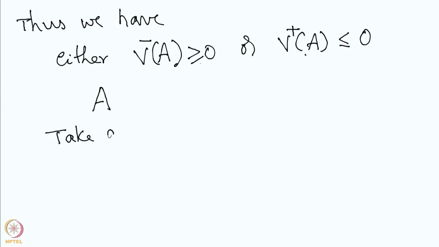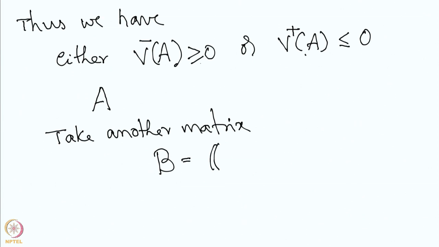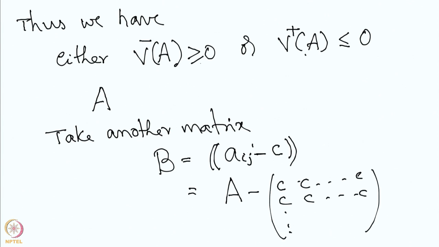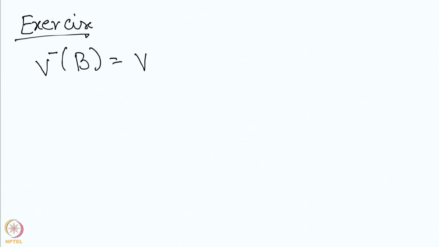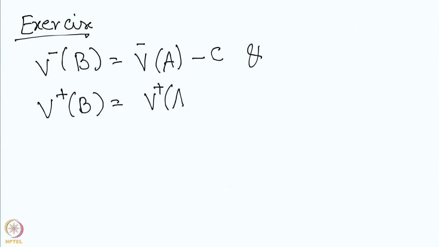take another matrix B, where B is nothing but A_ij minus a constant C. Basically, A minus C, C, C, C, C, C. You are reducing all the entries by a constant C. Okay. Now, here is an interesting exercise: V minus of B is nothing but V minus of A minus C, and V plus of B is nothing but V plus of A minus C. Okay. This is what happens.